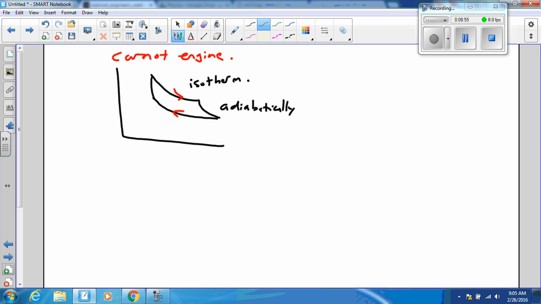So, what can we say about this? Well, along the isotherms, the temperature is going to remain constant. It has to. The reason it has to remain constant is that we are moving along a path where the internal energy remains the same. The product PV remains the same, and therefore the temperature remains the same, because PV equals nRT.